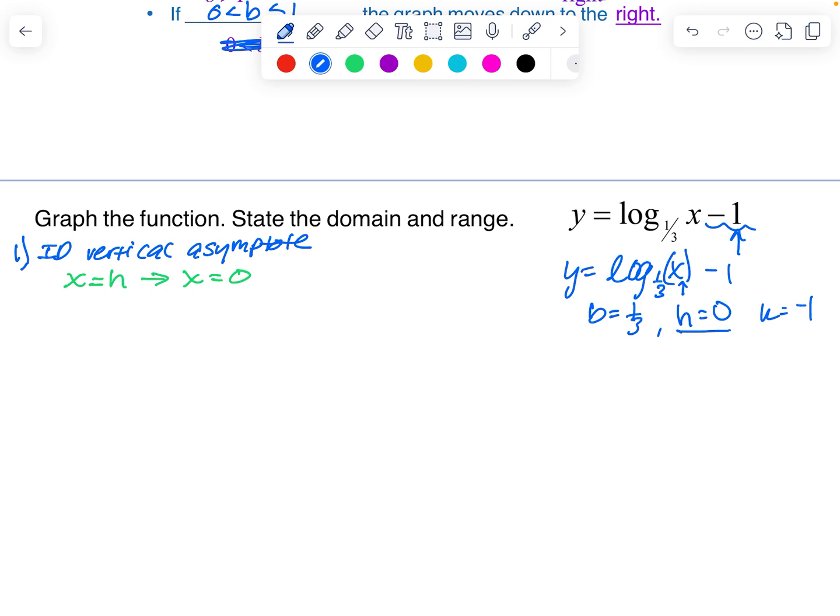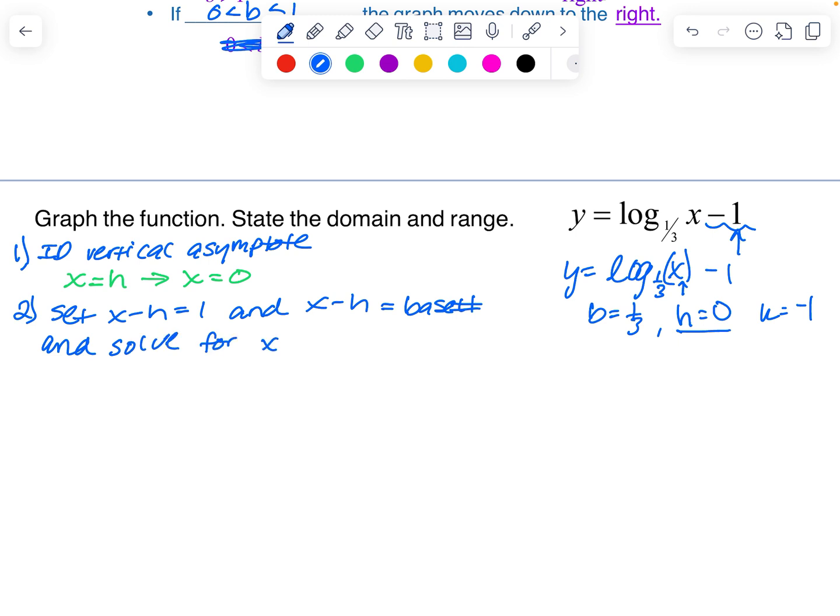Step 2, we are going to set x minus h equal to 1, and we're going to set x minus h equal to whatever our base number is, and solve for x. Because those are going to give us the easier values of x to plug in and use when we're finding our 2 points. My h value is 0, so if I set x minus 0 equal to 1, and x minus 0 equal to my base number of 1/3, that's pretty easy to solve for. We get x equals 1 and x equals 1/3.